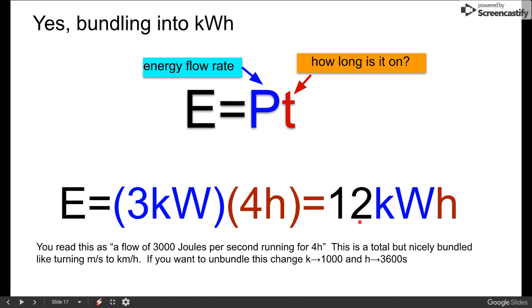12K becomes 12,000. 1 hour changes to 3,600 seconds. Between K and the H, that's 3,600,000. So you're literally just going to take your calculator, go 12 times 1,000 times 3,600, and you're in joules. Heck, if you round this out to like 3,000, you could ballpark it just in your head.